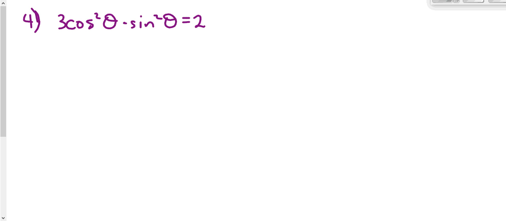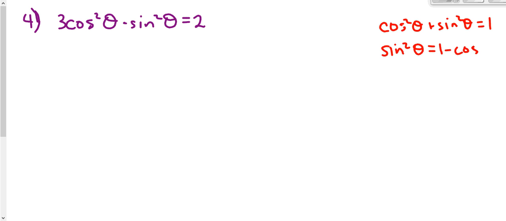Okay, number 4. So this one is the kind where we have two different trig functions and we want to use an identity to substitute. So we're going to use this identity, cosine squared theta plus sine squared theta equals 1. And so what we could do is isolate cosine squared theta or isolate sine squared theta. It really doesn't matter. You just pick one and do it. So eeny, meeny, miny, mo, I'm going to isolate sine squared theta. So sine squared theta equals 1 minus cosine squared theta. So that means I'm going to replace my sine squared theta with 1 minus cosine squared theta.